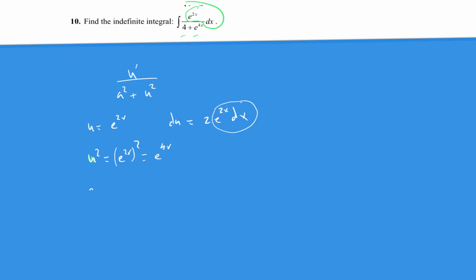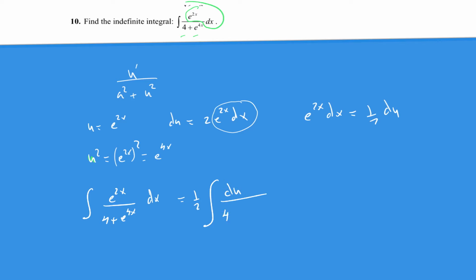So the integral will be the integral of e to the 2x divided by 4 plus e to the 4x dx, equal the integral of e to the 2x dx. e to the 2x dx is 1/2 of du. So 1/2 du divided by 4 plus e to the 4x. e to the 4x is u squared.